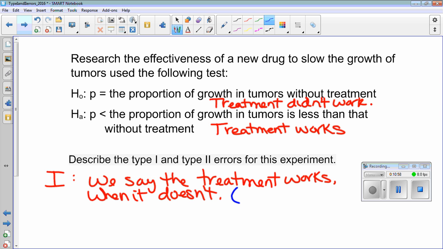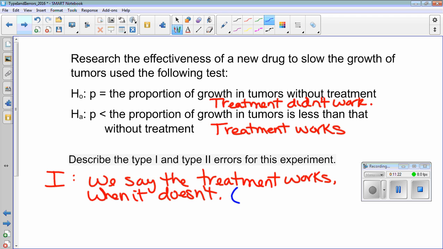Lexi, any ideas? How would I sum it up? What would happen to the person? What's going to happen to that person who's going to be given the treatment? Possibly get more sick, right? Because they're not getting treated. There could be adverse side effects for a non-working treatment.